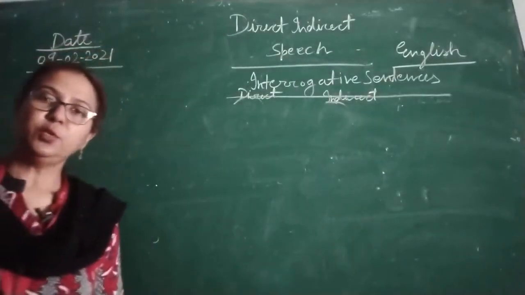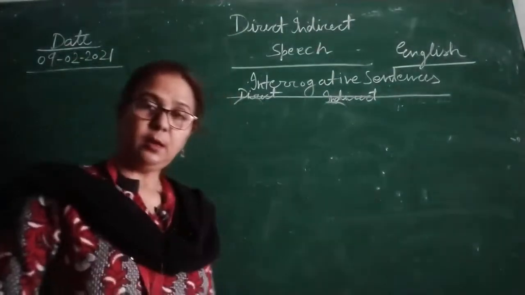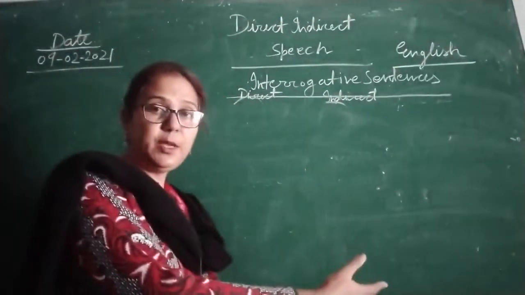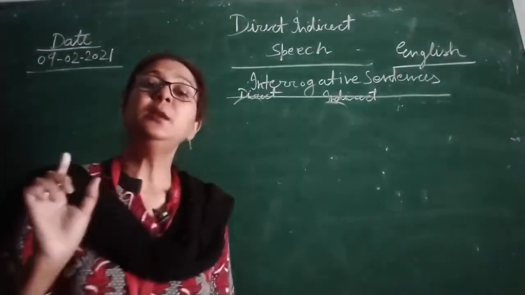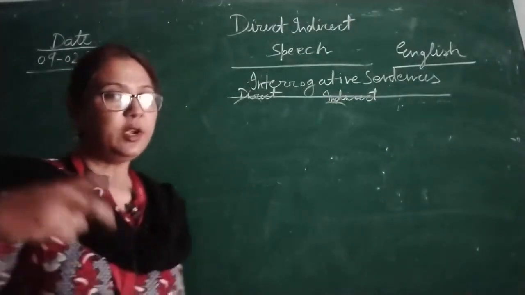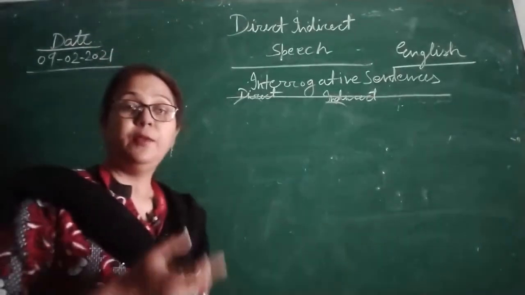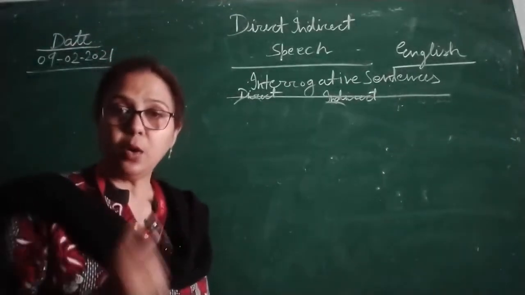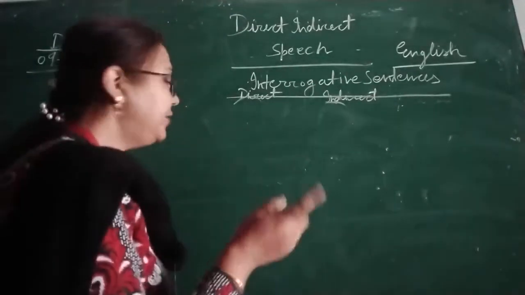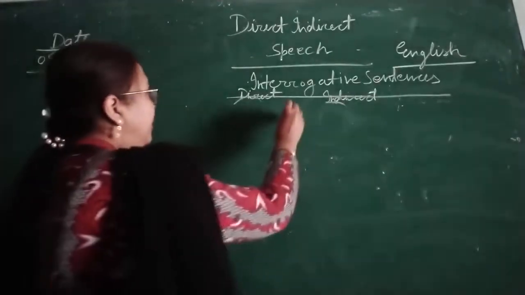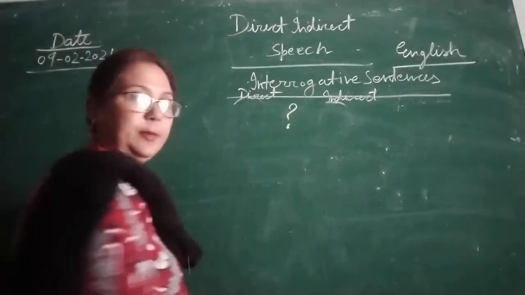Now children, because today's topic is converting direct to indirect speech, the sentence is written in interrogative sentences. So an interrogative sentence, as you all know children, is one in which we have to ask a question, and after the question we will place a question mark.